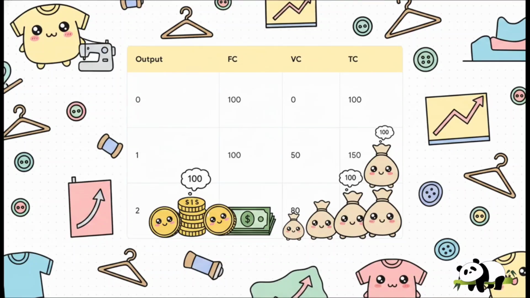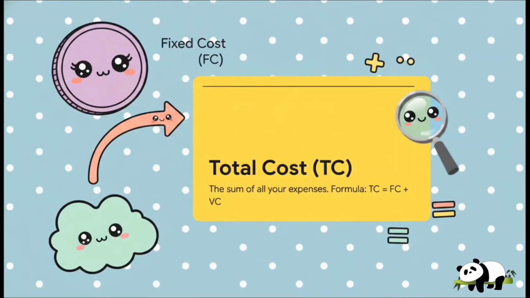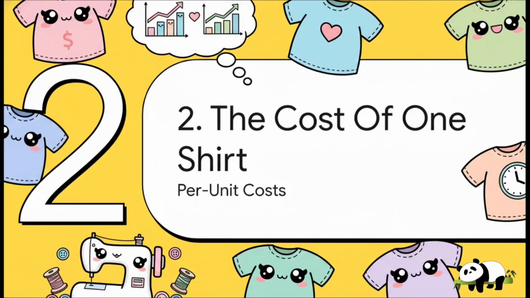See that fixed cost column? It's just stuck at 100, no matter what. But then look over at variable cost. It goes up with every single shirt he adds to the production line. Starts at 0, jumps to 50 for the first shirt, then 80 for the second, and so on. When we add those two columns together, boom, you get your total cost. It's literally that simple. What you have to pay, no matter what, plus what you pay based on how much you make.